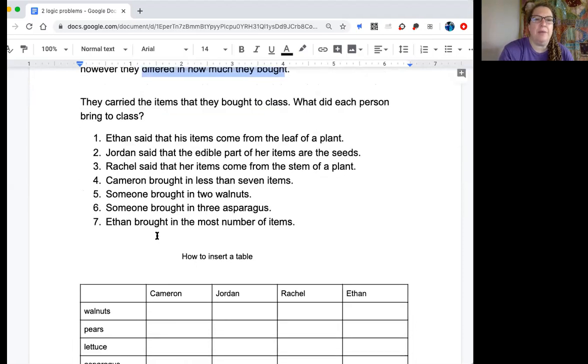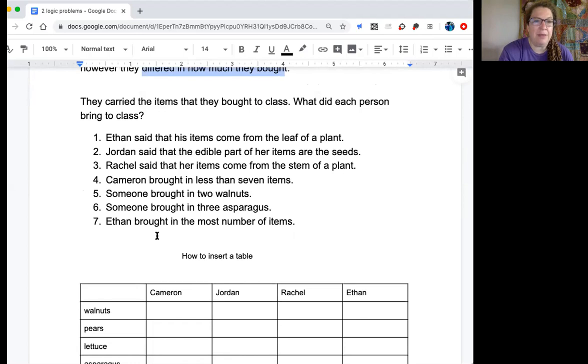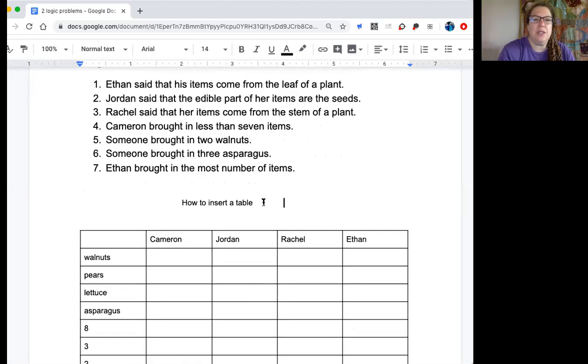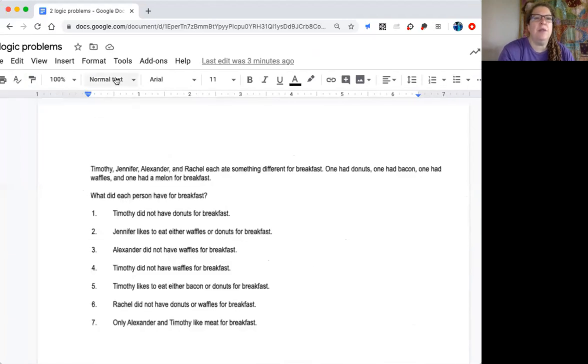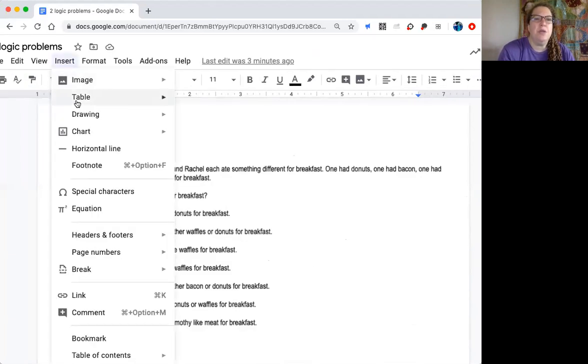So here's all the blah-bitty-blah. I shouldn't call it that. It's math. I love math. Here are all the clues, but here's my little table. And I suggested that I show you how to insert a table. So to insert a table, you go up to insert, you go to table, and you can figure out how big you want your table. Remember to add an extra row and an extra column for the names and for the vegetables or the breakfast foods, okay? So I've already done my table, but I just thought I'd show you how to do that.